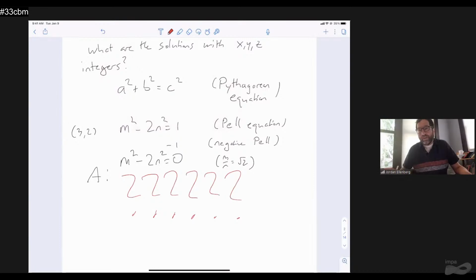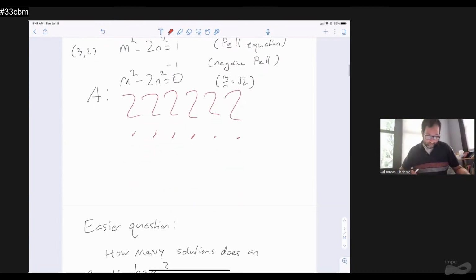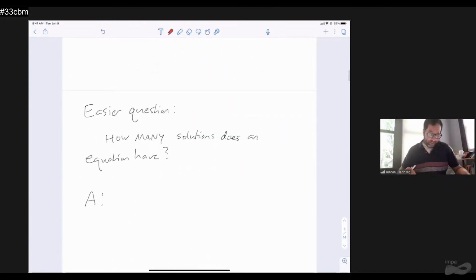Okay, so that problem's too hard. Is that the end of the talk? No, we got to do something. So let's see where we can go from here. All right, here's an easier question. What if we don't say, tell me all the solutions? What if we just say, how many solutions does an equation have? That seems like a much simpler question. Actually, it's probably just as hard.